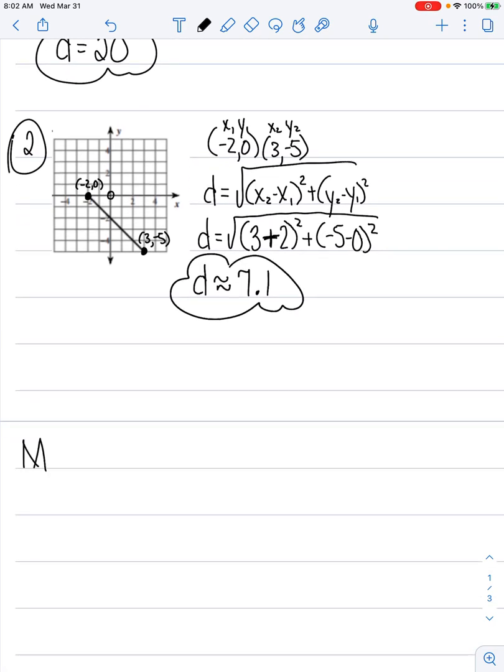Now let's talk about how do we find the midpoint between 2 points. And you know, mid means half. Midpoint is halfway between 2 points.